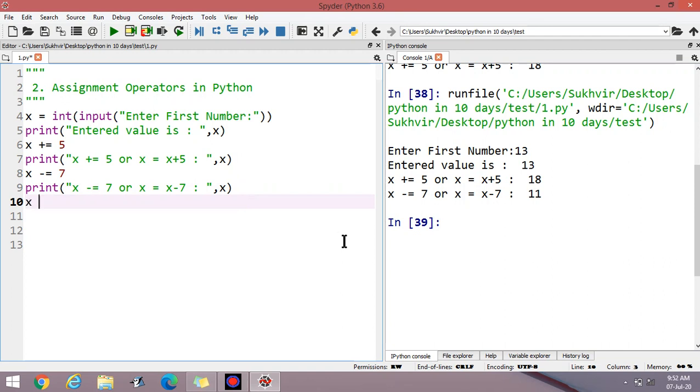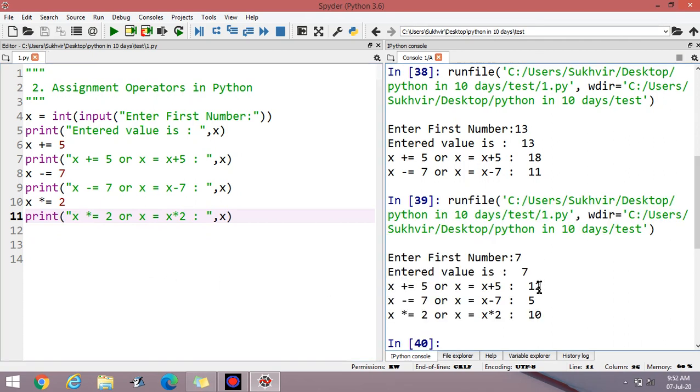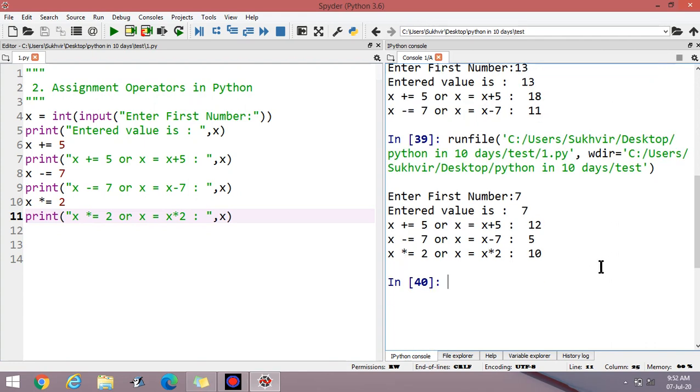Basically these are shorthand operators and these are the direct operations. If I write x star equal to 2, again print the value, x star equal to 2, it means x is equal to x multiply 2. Now execute again. Suppose I enter 7 here. Now the value is 7 plus 5, 12, then 12 minus 7, it's 5, then 5 multiplied by 2, the value is 10.